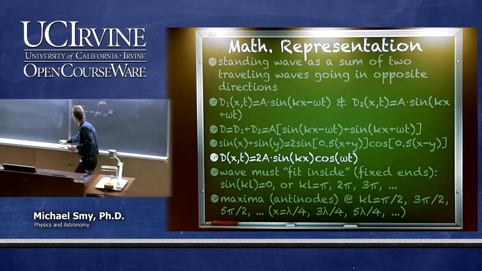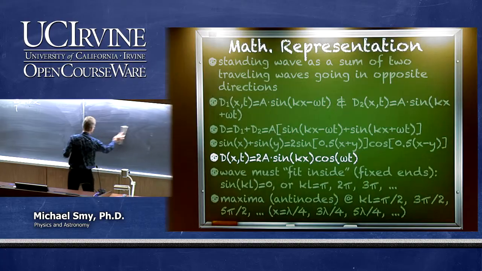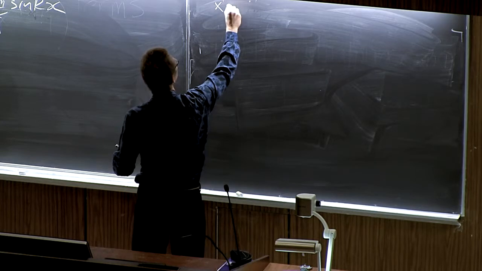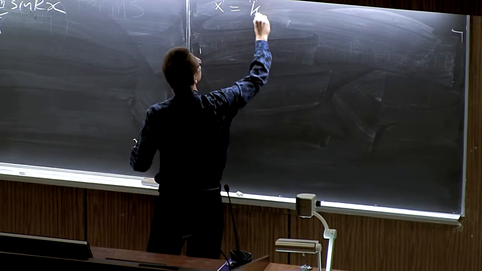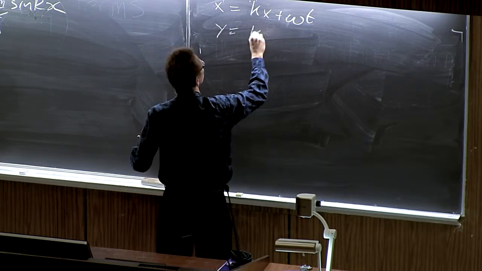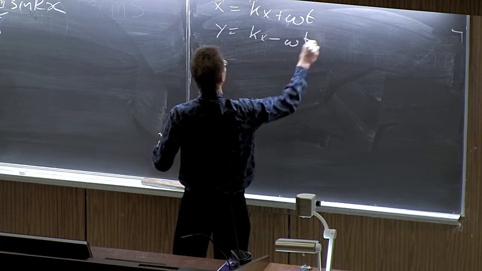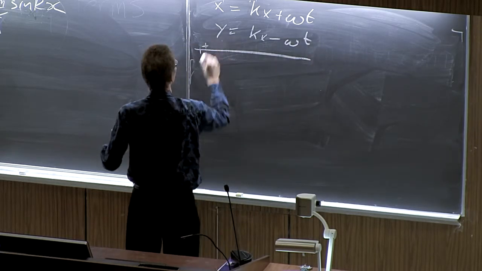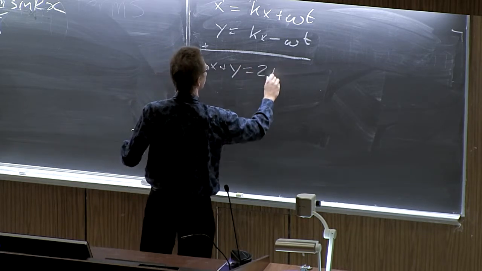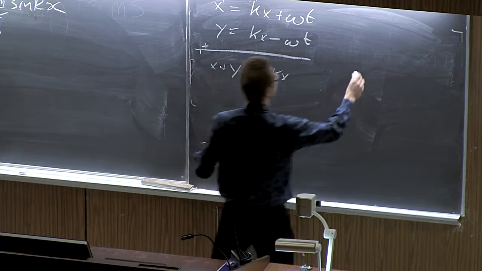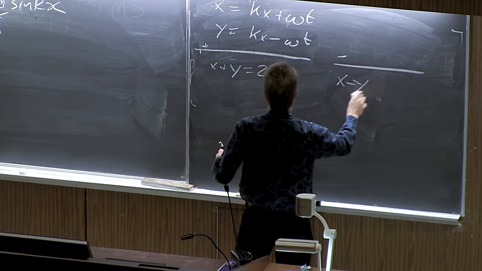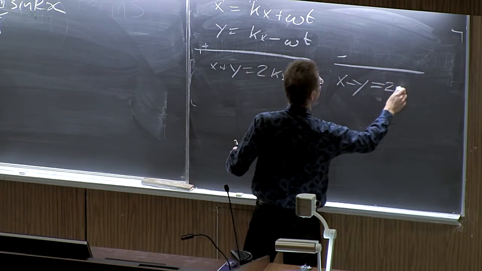To show that a little bit more clearly, so we have x equals kx plus omega t, and y equals kx minus omega t. If I sum those, then I have x plus y equals 2kx. If, however, I subtract them from each other, then I have x minus y equals 2 omega t.